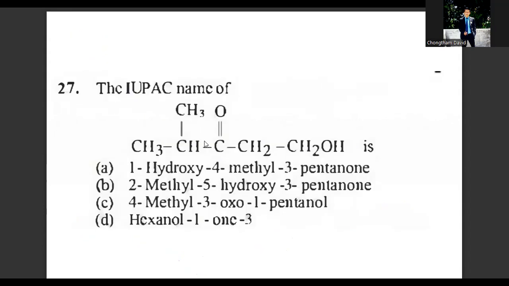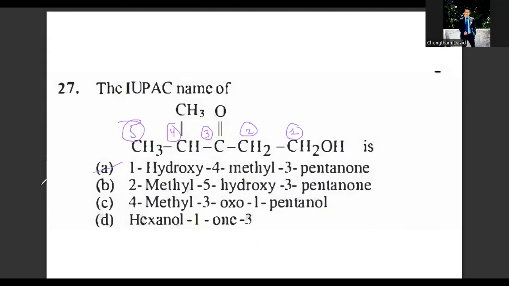Question number 27. The IUPAC name of the given organic compound is, you do the numbering 1, 2, 3 according to the priority. Functional group has the most priority. It gets the lowest number. So it becomes 1-hydroxy-4-methyl-3-pentanone. So A is the answer for this question number 27.